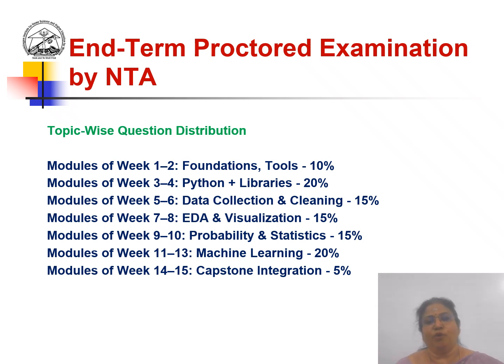Week 1 and 2 modules carry 10% weightage. Week 3 and 4 modules, 20%. Weeks 5 and 6, 15%. Weeks 7 and 8, 15%. Weeks 9 and 10, 15%. Weeks 11, 12 and 13, 20%. Weeks 14 and 15, capstone integration, 5%. So this is how we evaluate the end term proctored examination.